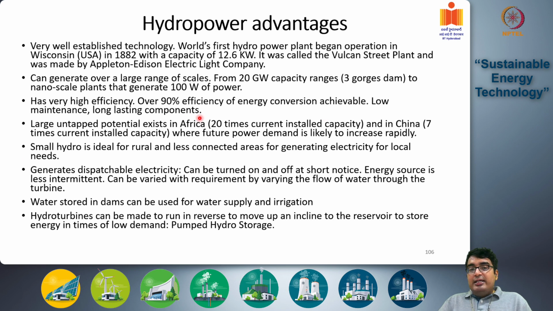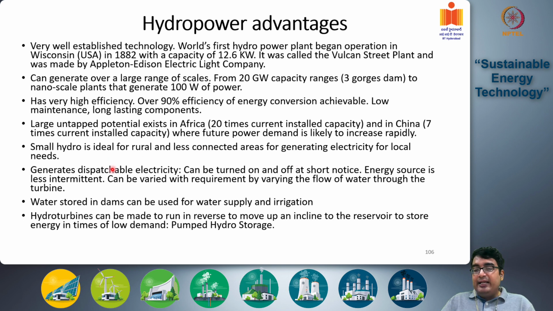Then a large untapped potential exists in Africa, 20 times the current installed capacity. So where is the growth in this century? Africa is a growth region, as we discussed originally, that there is a large amount of water resource that can still be used and is not tapped in Africa, followed by China, which has 7 times the current installed capacity, where future demand is likely to increase.